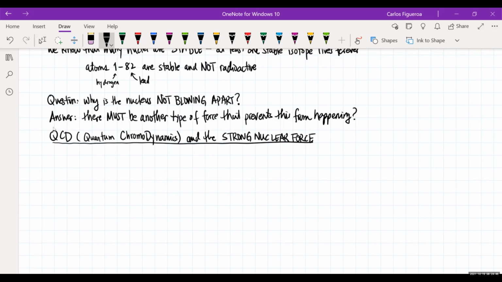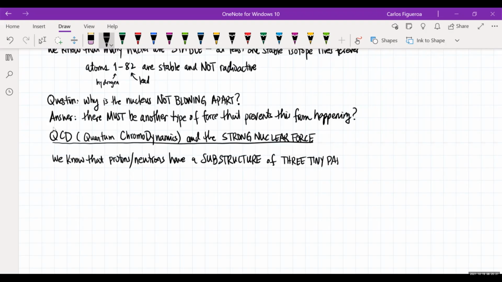So here's what we know. Okay, we know from experiments that protons and neutrons have a substructure of 3 tiny quantum particles called quarks.